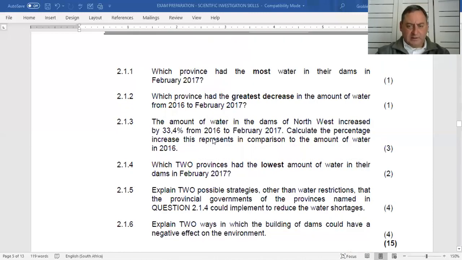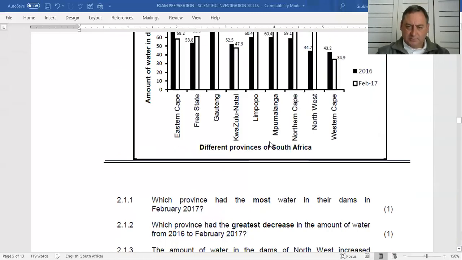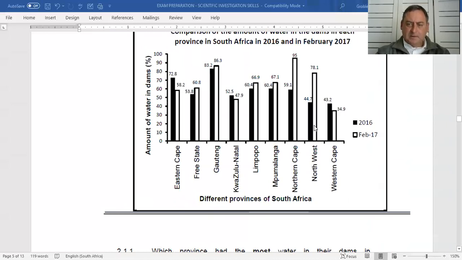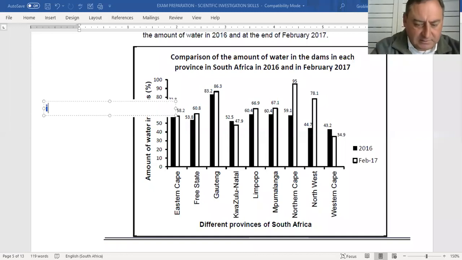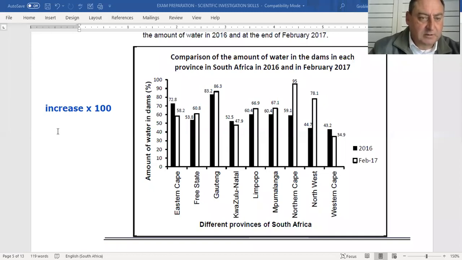We're looking at Northwest Province. Let's go to Northwest Province. So what was the increase? Now we said when you calculate a percentage increase, you must always do what I helped you with earlier to understand. Remember, we're looking at Northwest. We said you must always go and calculate the increase. Now the increase is obviously the difference. Because we're working with percentage, we always say we multiply by 100.